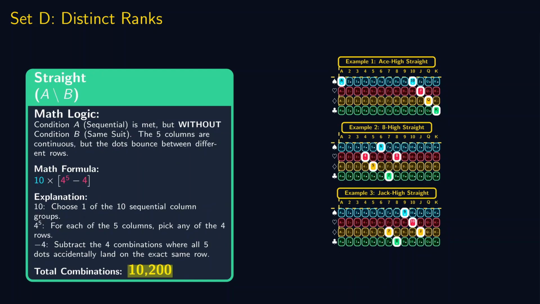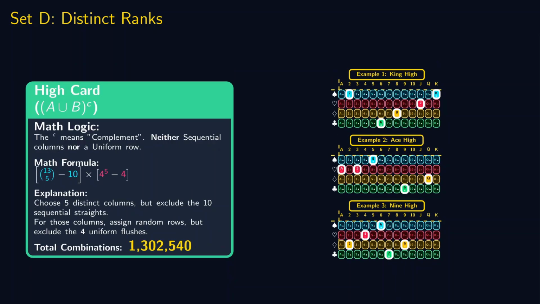And now we arrive at the 4th and final case, the hand where neither condition is met. The columns are not consecutive. The dots are not all in the same row. No sequence, no uniform suit, no special pattern of any kind. This hand is the high card.